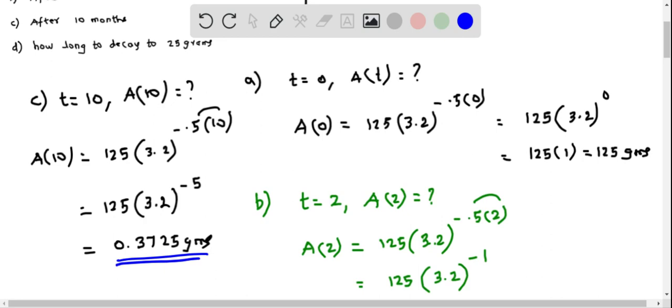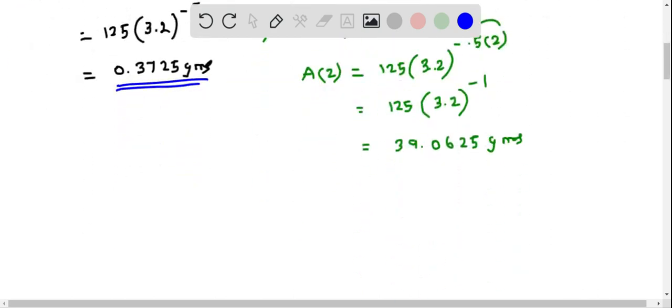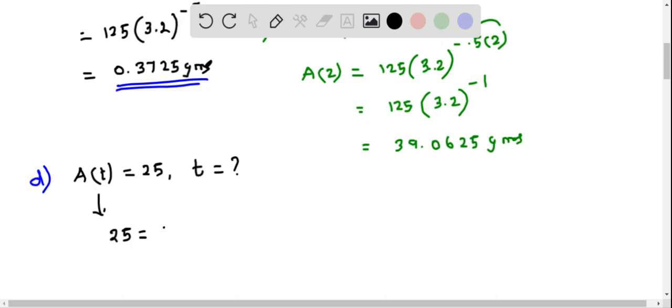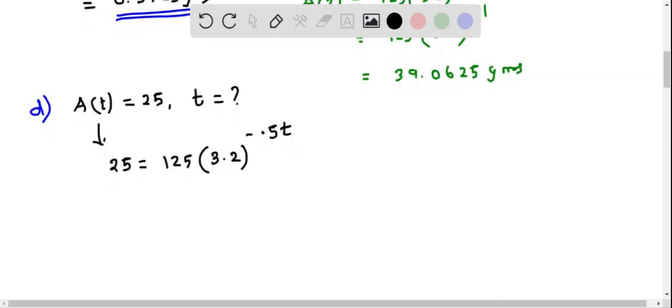And in part D, we have to determine how long it takes to decay to 25 grams. So let's do that. Here we have to find the time it takes to decay to 25 grams, which means A of t equals 25, and then we have to find the time. So we are going to plug in A of t equals 25 into the function. So this becomes 25 equals 125 times 3.2 raised to the power of negative 0.5t. So we will determine t from this equation.